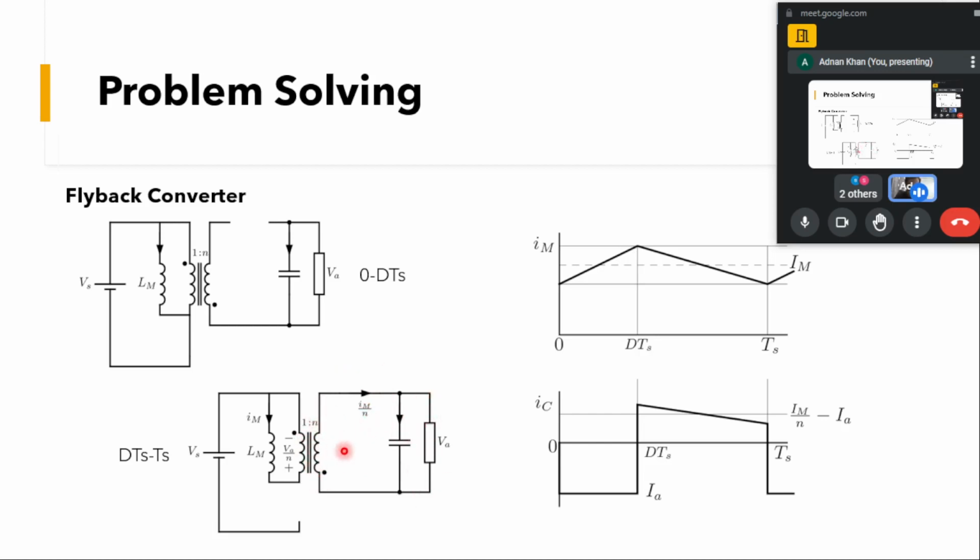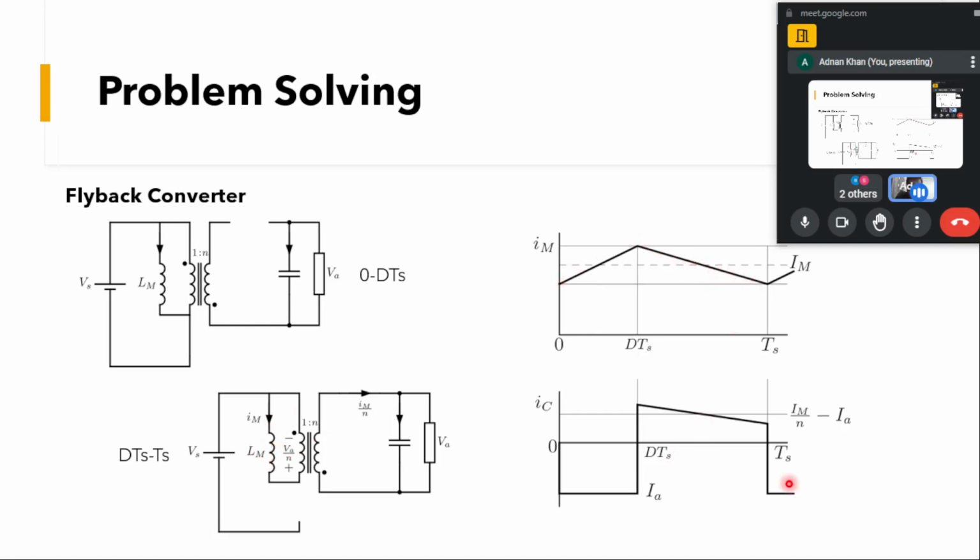So secondary voltage will be equal to this output voltage V out. If you can see, these points are connected here. Due to the transformer action, this dot will be negative, this will be positive, and what will be impressed is V out by N. Got it? Since this is the negative voltage that is impressed across this L, current will slowly start to decrease through this inductance. IM will start to decrease.